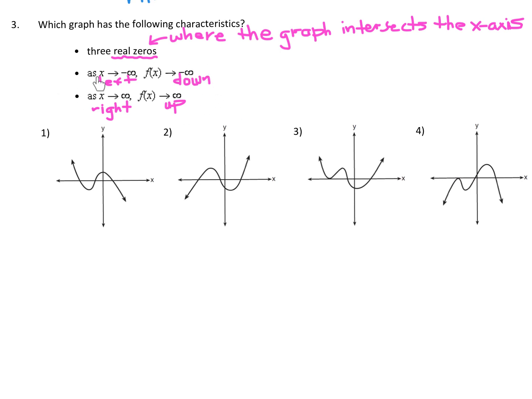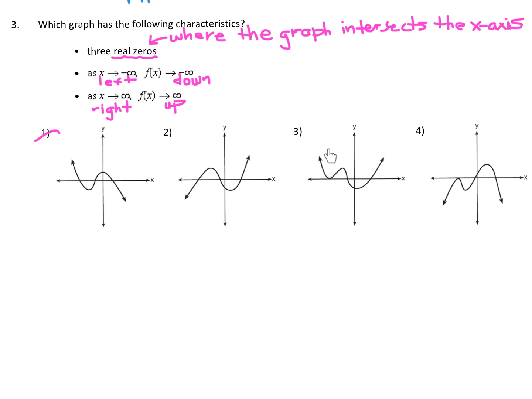So it says, as x approaches negative infinity, which means as we go to the left, f of x, our graph, approaches negative infinity, which means it goes down. So if we look on the left, it should be going down. So here on the left, it's going up. So choice 1 is not our answer. Okay, choice 2. On the left, that is going down. So that could be the answer so far.